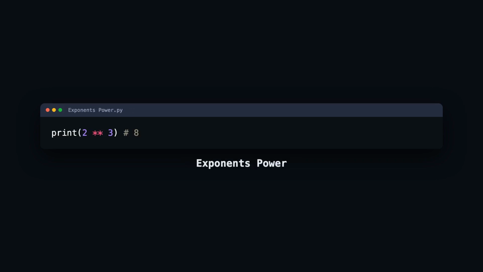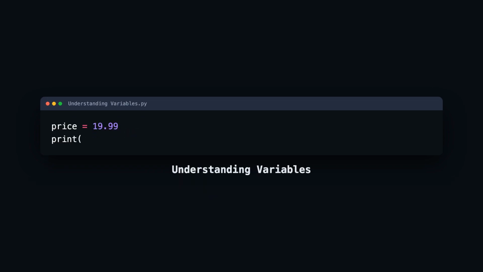To raise a number to a power, we use 2 asterisks, which is the exponentiation operator. For example, 2 to the power of 3 means 2 multiplied by itself 3 times. Many learners mistakenly try to use the caret symbol for math class, but that performs a bitwise operation in Python instead. Let's calculate 2 cubed to see the result.